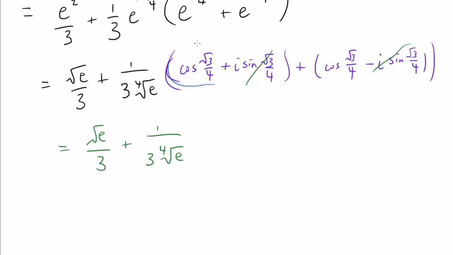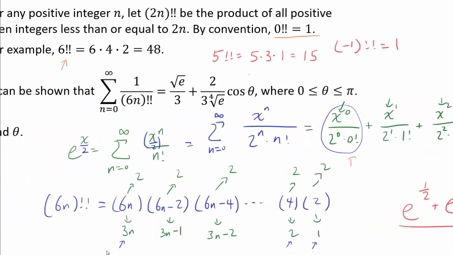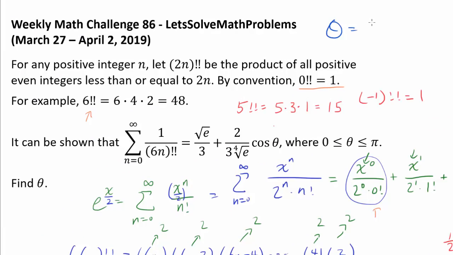And to top it all off, we realize that we have 2 times the cosine of square root of 3 over 4. Let's focus on this value. Going all the way back up to our original problem statement, we realize that the value of theta that we are looking for is square root of 3 over 4.